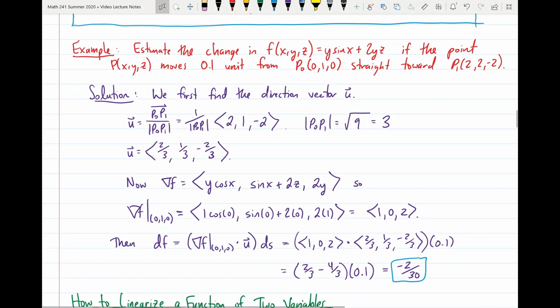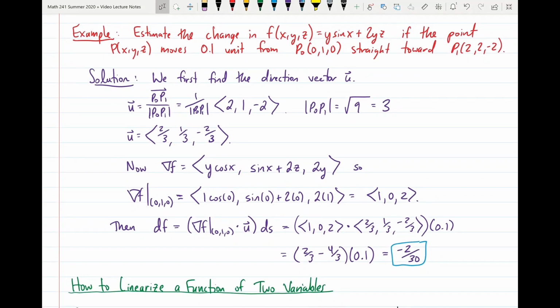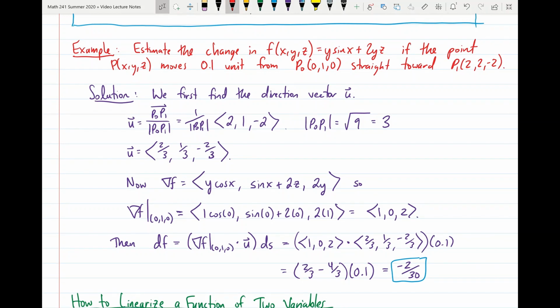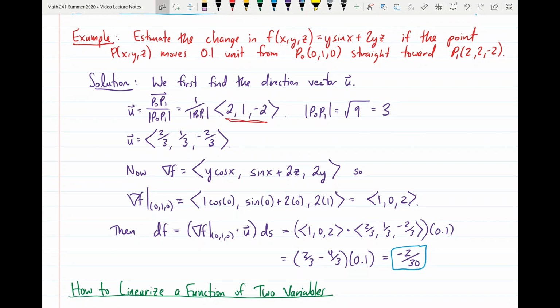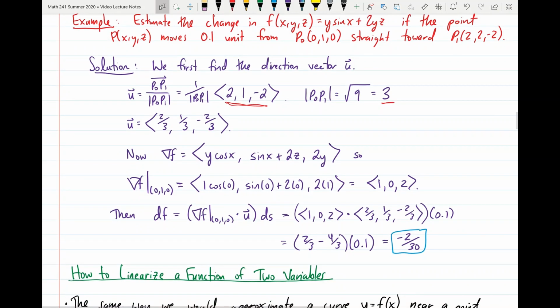So let's start out by finding that direction vector u. Well, u is going to equal the vector from P naught to P1 divided by the magnitude of the vector P naught to P1. So the vector from P naught to P1 will be equal to 2i plus 1j minus 2k, given here. And so now we just need to find the magnitude of that vector. It ends up being the square root of 9, which is just equal to 3. And then ultimately we can write down that the unit vector giving us the direction in which we're moving from the point P naught is given by u equals 2/3 i plus 1/3 j minus 2/3 k.